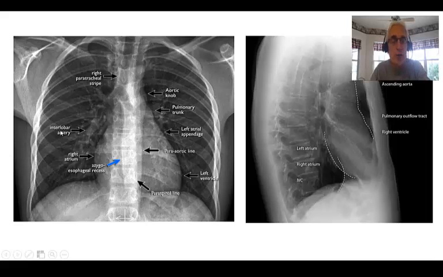What I'd like to do is compare the right and left sides. A lot of times I'll take my hand and just cover the heart shadow so I compare the right and the left. It brings out abnormalities.